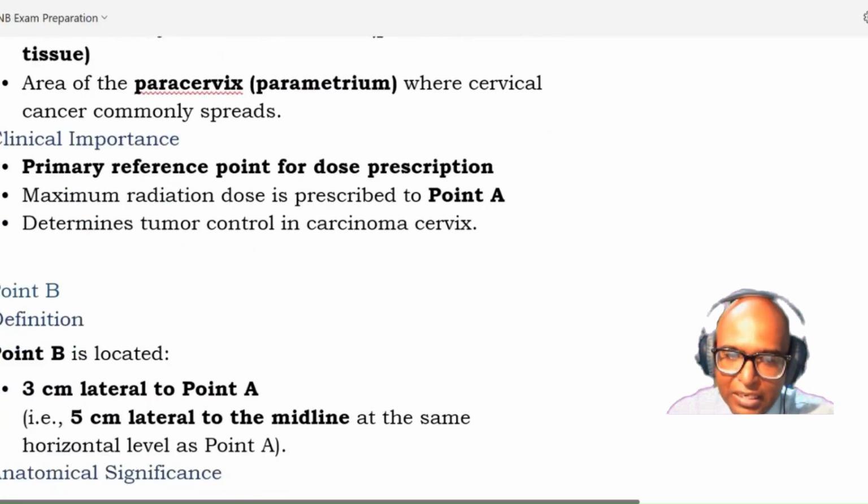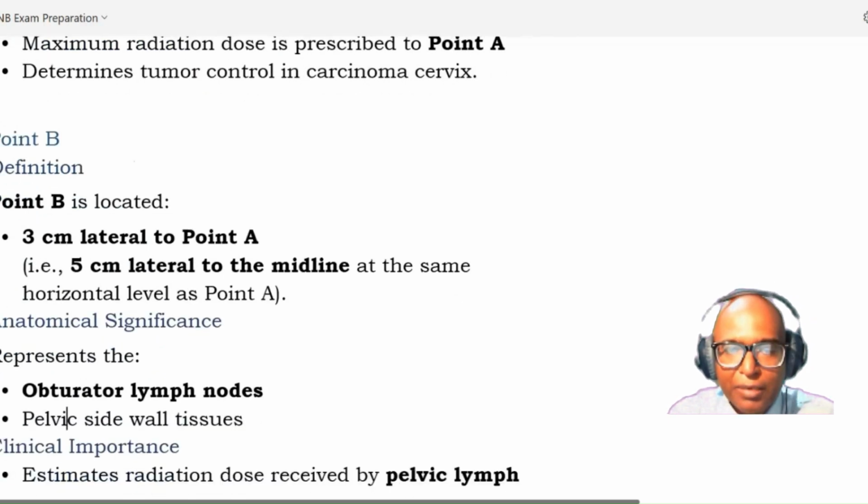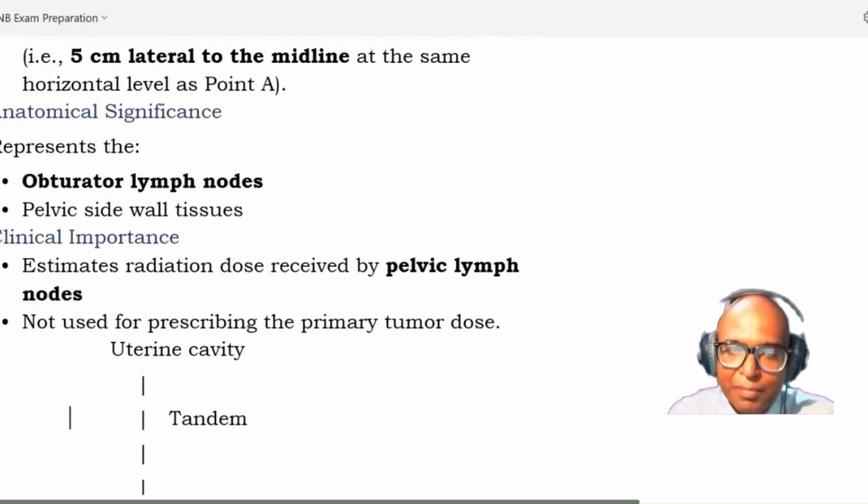Then coming to point B. Point B is located 3 centimeter lateral to point A, that is 5 centimeter lateral to the midline at the same horizontal level as point A. What is the anatomical significance? This point B gives the precise location of the obturator lymph node and the pelvic side wall tissues. Okay, and what is the clinical importance? It estimates the radiation dose received by the pelvic lymph nodes. Okay, this point B is not used for prescribing the primary tumor dose. So primary tumor dose is decided by point A.